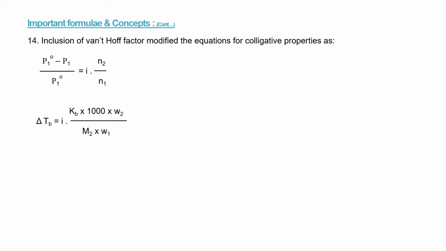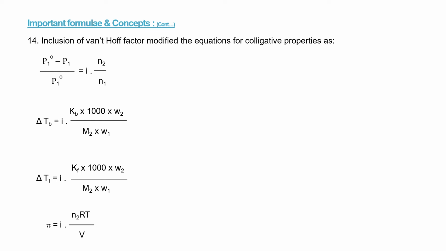Now the next colligative property is elevation in boiling point. For that, what is our formula? Delta TB is equal to Kb into 1000 into W2 upon M2 into W1. That is the same, we just apply the correction factor, that is, we multiply with the Van't Hoff factor, i. Next colligative property is depression in freezing point. In this case also the formula is the same, but we have to multiply with i.